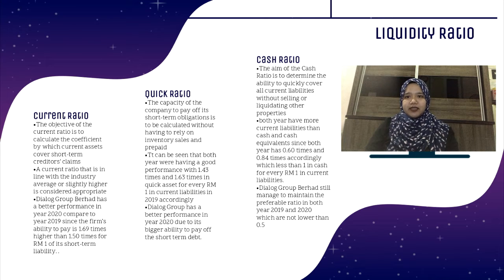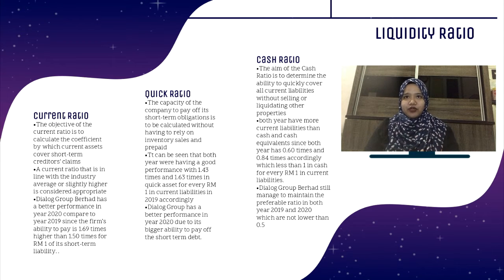As for quick ratio, the capacity of the company to pay off its short-term obligation is calculated without having to rely on inventory sales and prepaid. This means that the business is completely prepared with ample assets to be liquidated immediately to pay off its current liabilities. After the computation of quick ratio for year 2019 and 2020, both years had a good performance with 1.43 times and 1.63 times in quick assets for every RM1 in current liabilities accordingly. But Dialog Group has a better performance in year 2020 due to its bigger ability to pay off the short-term debt. Thus, Dialog Group Berhad has good knowledge on how to improve their quick assets, since both years are in line with industry average ratio and also improving each year.